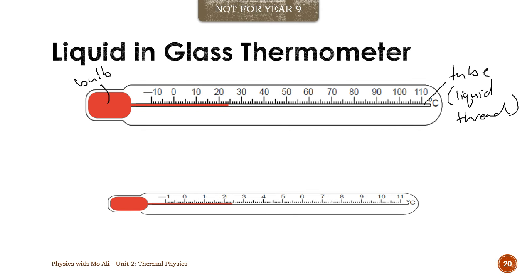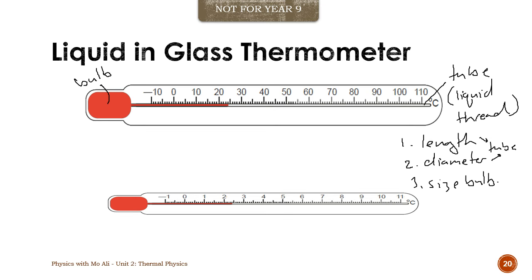Now, there are 3 things I can change in a liquid glass thermometer. 1, I can change the length of the tube. I can make it longer or shorter. Number 2, I can change the diameter of the tube. I can make it thicker or thinner. And 3, I can change the size of the bulb. And we want to see what each one of these 3 things do.